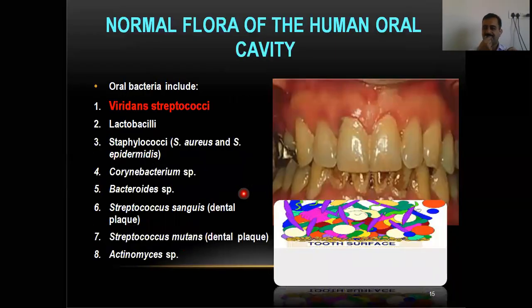Now, inside the oral cavity of the mouth, inside the teeth: Viridans streptococci, lactobacilli, Staphylococcus aureus, and Staphylococcus epidermidis, Corynebacterium, Bacteroides, Streptococcus sanguis, Streptococcus mutans, and actinomycetes are bacteria which reside inside the teeth or inside the oral cavity.